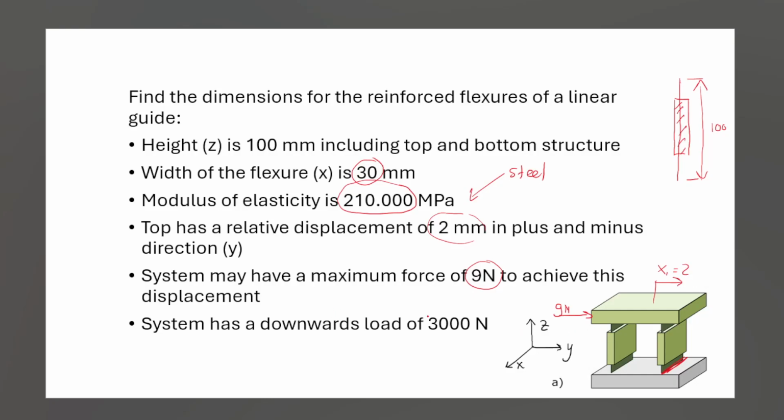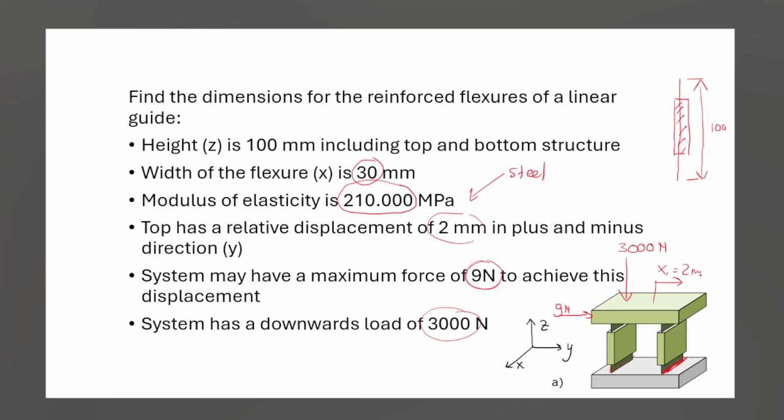And that's not everything, but there's also a load on top, and it is 3000 newtons. What they want us to calculate is what the flexure dimensions can be with the reinforcements, in order that we don't have buckling at 3000 newtons, but still that it is compliant enough that the 9 newtons will give us a displacement of 2 millimeters.